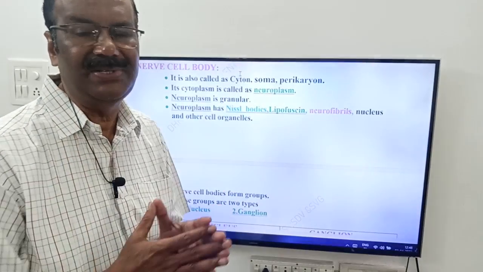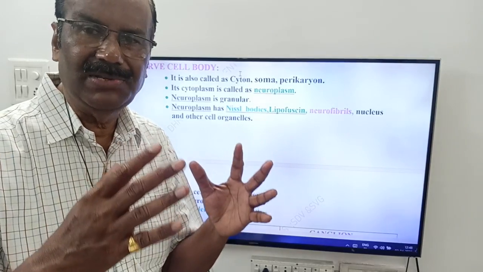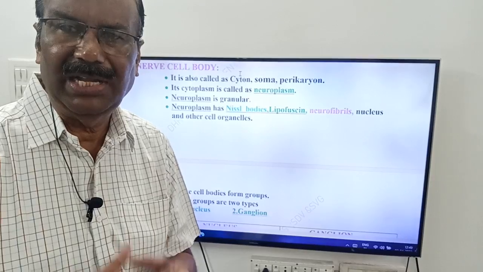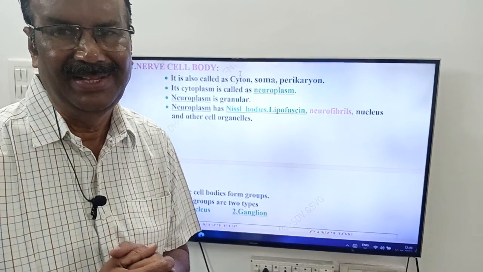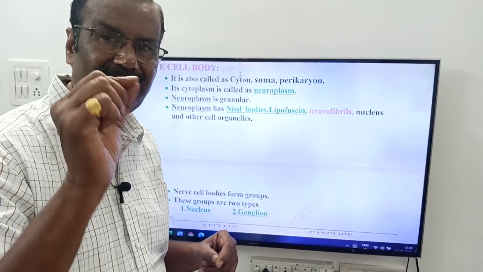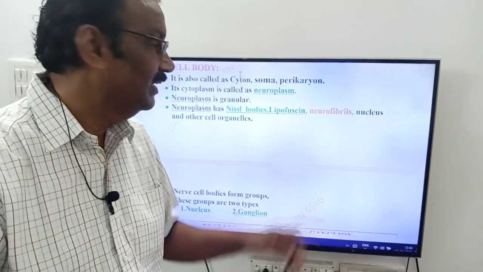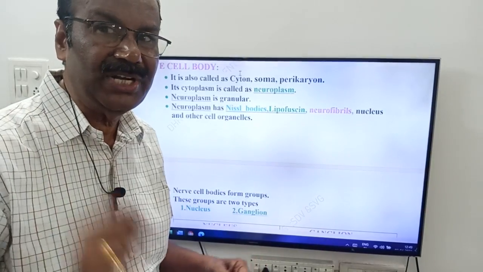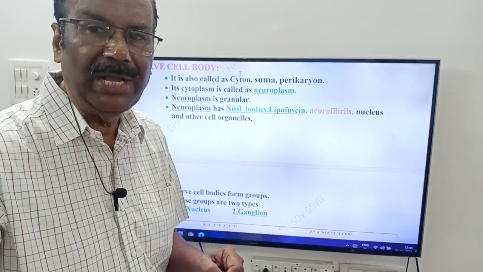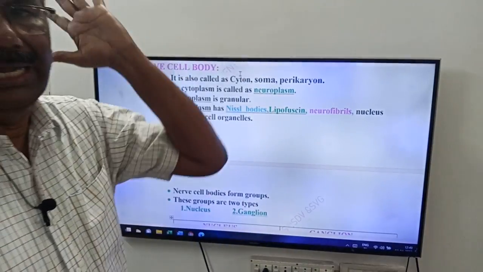Here you have to remember friends. Nerve cell body is also called cyton, soma, perikaryon. Its cytoplasm is called neuroplasm. It has what? Nissl's bodies, very very important. Nissl's bodies. Second one, lipofuscin. Third one, neurofibrils. Next, nucleus and other cell organelles.